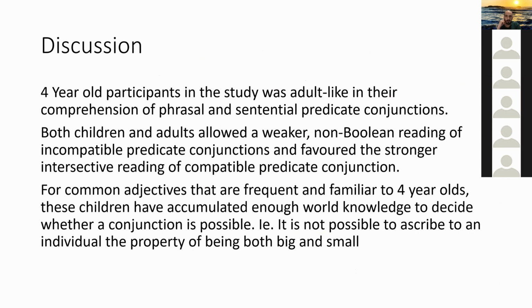So in their discussion, they also talked about how the 4-year-old participants in the study were really adult-like in their comprehension of phrasal and sentential predicate conjunctions. Both children and adults allowed a weaker non-Boolean reading of incompatible predicate conjunctions and favored the stronger intersective reading of compatible predicate conjunctions. For common adjectives that are frequent and familiar to 4-year-olds, these children could have accumulated enough world knowledge to decide whether a conjunction is possible. For example, it's not possible to ascribe to an individual the property of being both big and small.